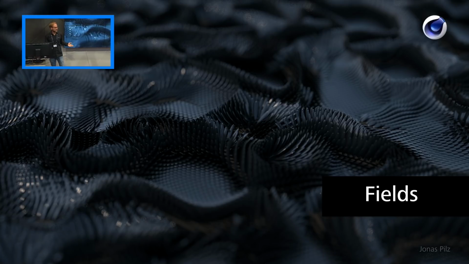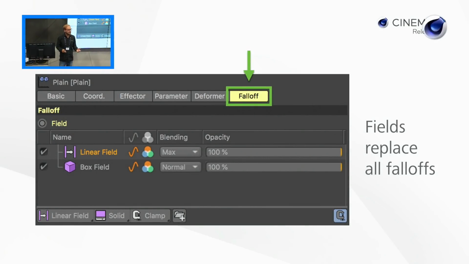OK, one of my favorite features is fields. So what are fields? Basically, fields are a replacement for all fall-offs you have inside of Cinema 4D. They are a unified weighting system in Cinema 4D. And they come with a very cool interface, which is layer-based. So now the fall-offs, which are now called fields, are separate objects, and you can layer them like in Photoshop.